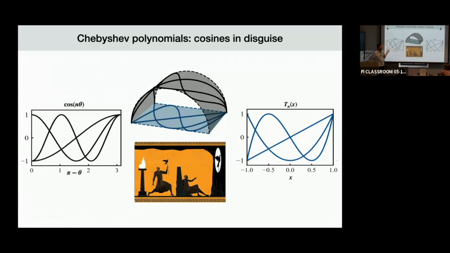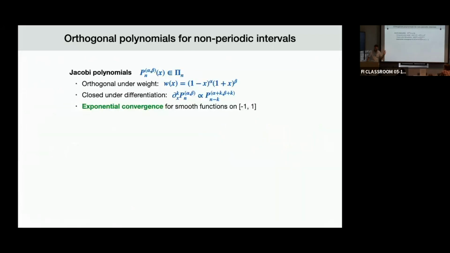But to make the algorithm fast, it turns out that we need a few different types. So I have one pretty mathy slide on different types of orthogonal polynomials.